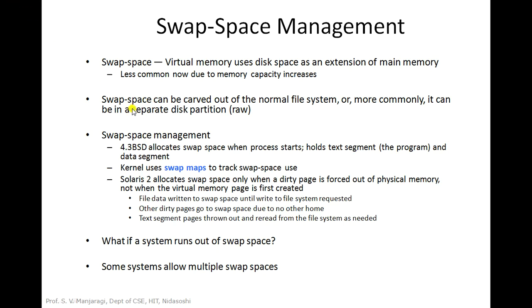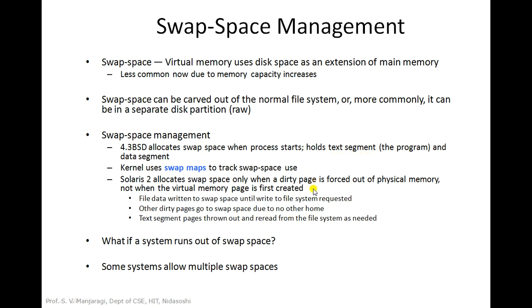A swap space can have a normal file system, or it can be a separate partition which doesn't contain any file system, which is called a raw partition. BSD Unix allocates a swap space when a process starts executing, and it holds a text segment, that is the program code, followed by the data segment.